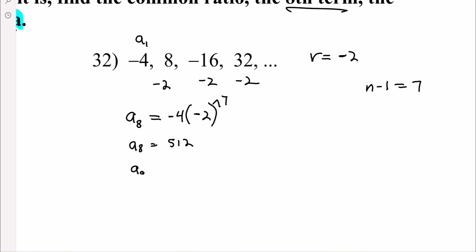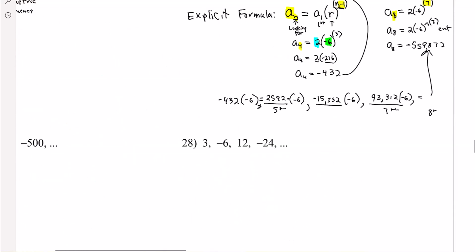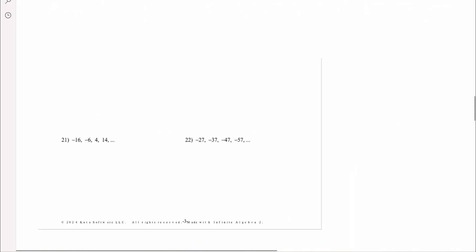And then to find the 9th term, you just take the previous term and multiply it by the common ratio. So this is recursive. This is explicit. Wow, I messed up some letters there. There we go. Recursive. So a sub 9 would equal -1,024. And just in case, I'll double check. Yeah, -1,024.